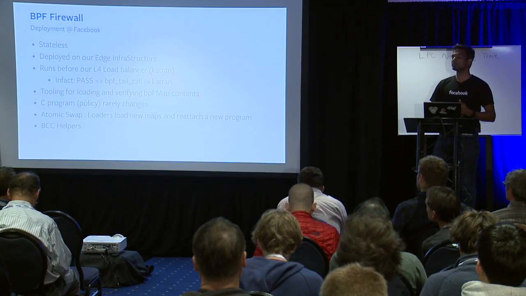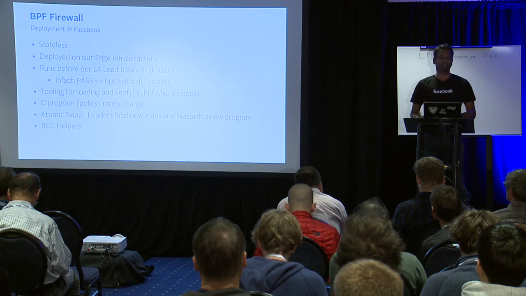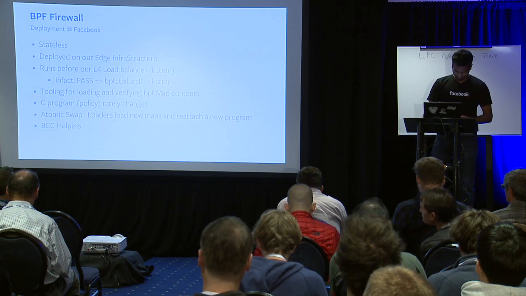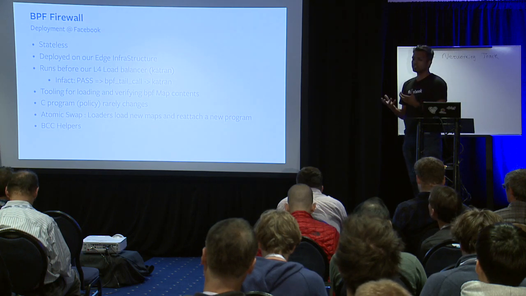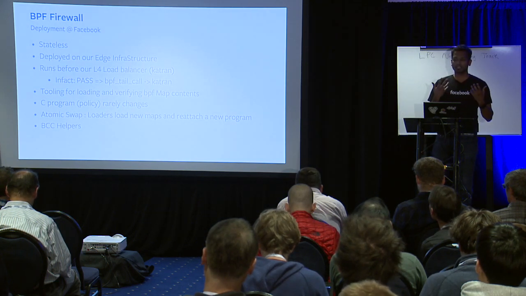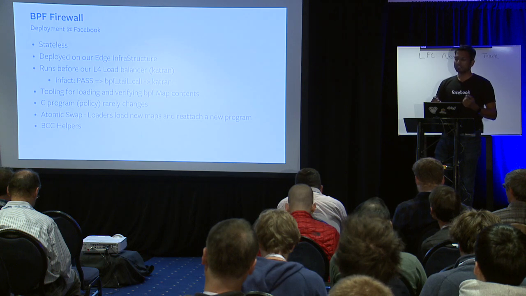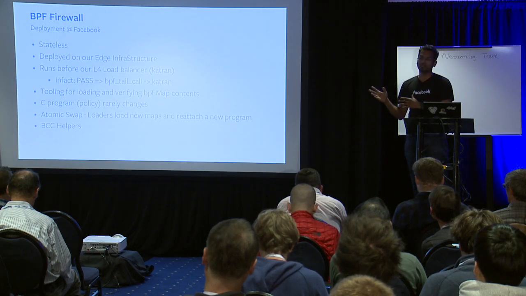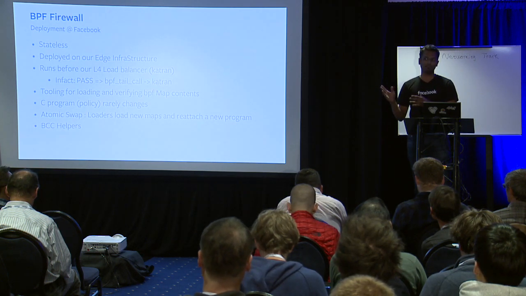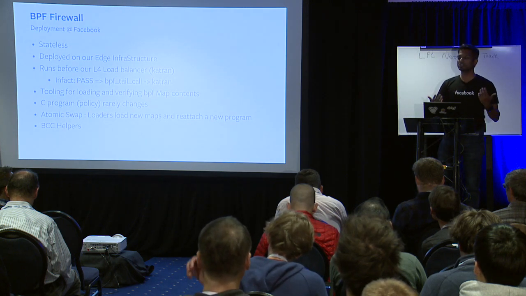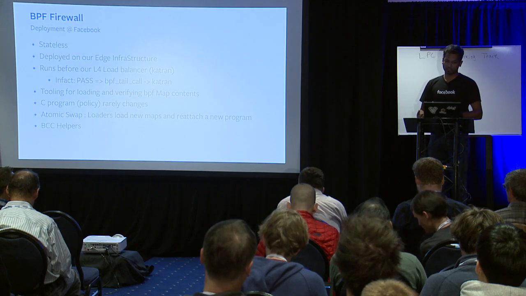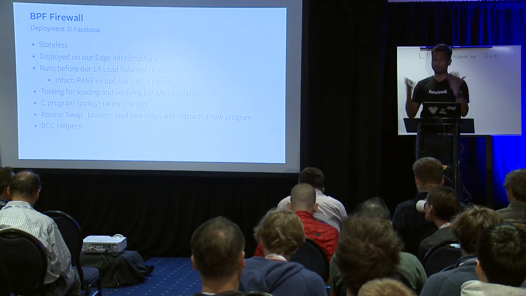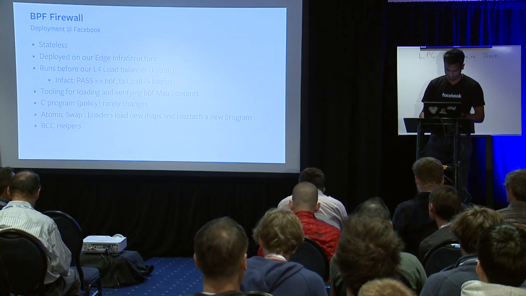We use BCC helpers just because they help us avoid some boilerplate code. And our C policy, as I said, the policy for any filtering or firewall is something that rarely changes. So that C program that you saw has had very few changes. Most of the changes that we see are folks trying to add a port or a network prefix, or removing a port because they're deprecating their application.